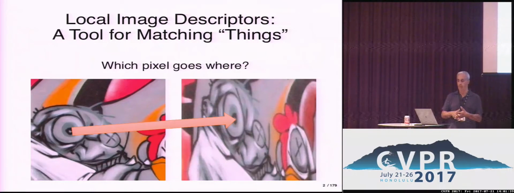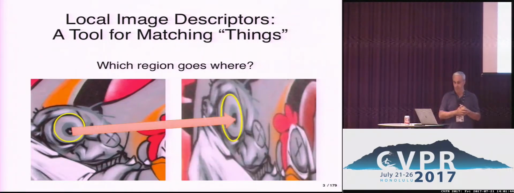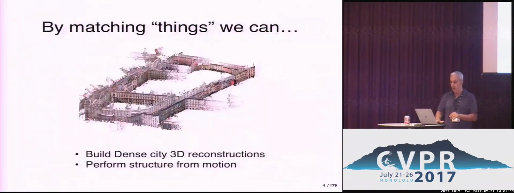So it can be a pixel, or it can be a region. So we want to be able to say that the region on the left is the same as the region on the right, even though there's been a substantial deformation between the two. And this has been a topic of interest for a few years because it allows you to do a whole bunch of things. So among these things are matching points in images taken from very different viewpoints and do 3D reconstruction, and also perform structure from motion and SLAM.